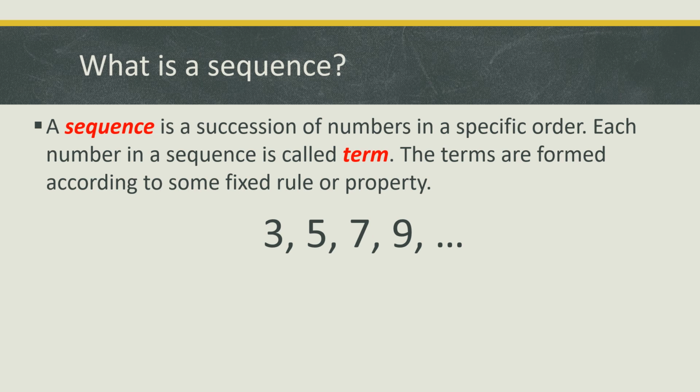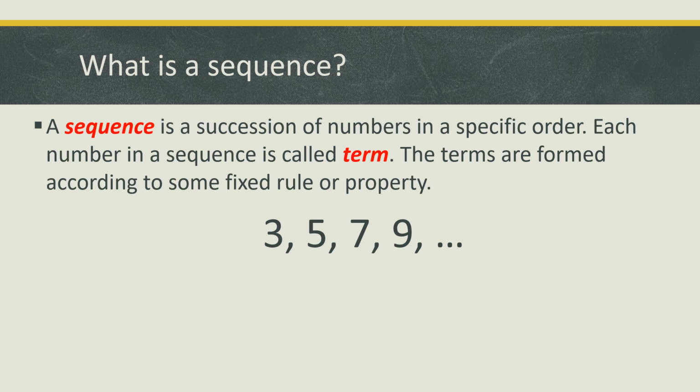Okay, additional information. We have two types of sequences. We have what we call the finite sequence and the infinite sequence. By the words themselves, the meaning of finite is that we have a last term of that sequence. And pag sinabi naman nating infinite sequence, it is a continuous sequence, with continuous terms.